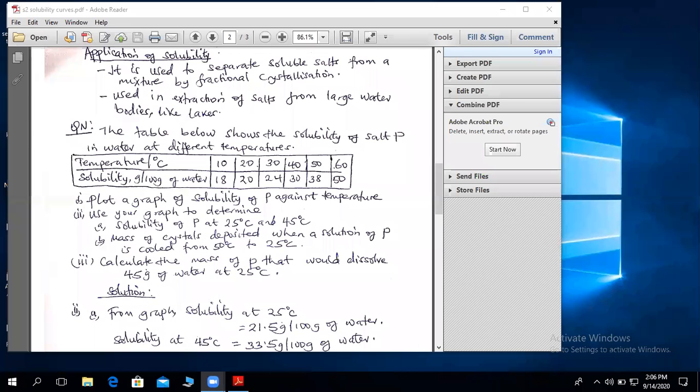Solubility is the amount of solute in grams required to saturate 100 grams of solvent at a particular temperature. Saturated solution, many of you were just guessing there, but you don't know the answer. I told you when I'm teaching, you should have a pen and note some important things.